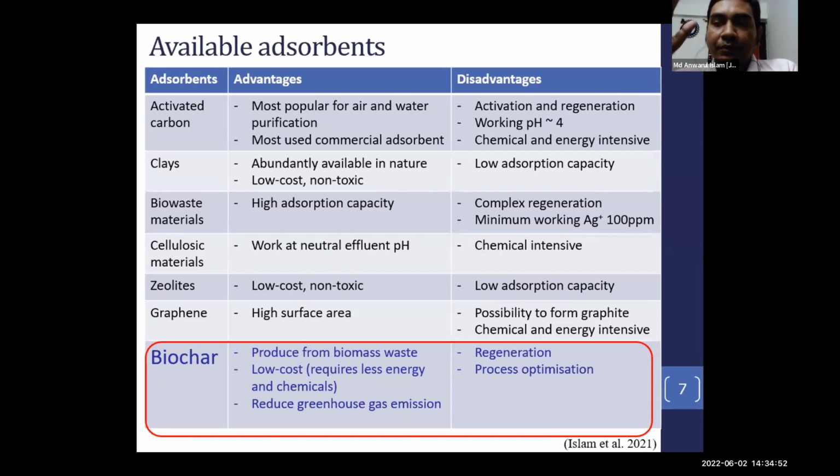And two of the disadvantages may be the regeneration process and the process optimization. That's what my research is about, in fact.